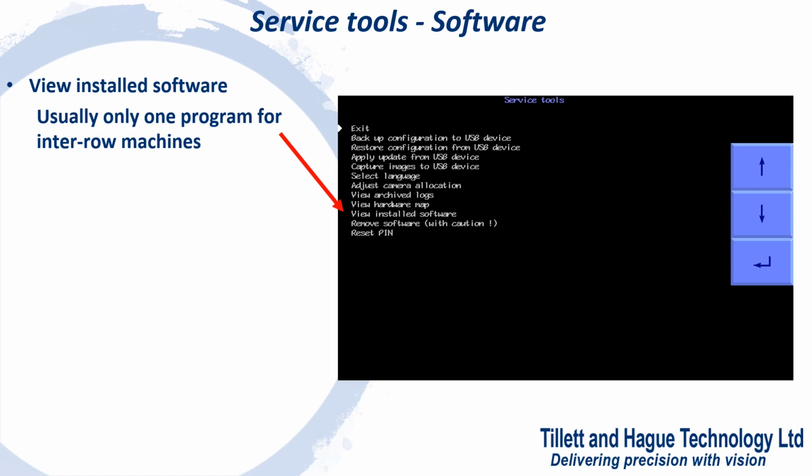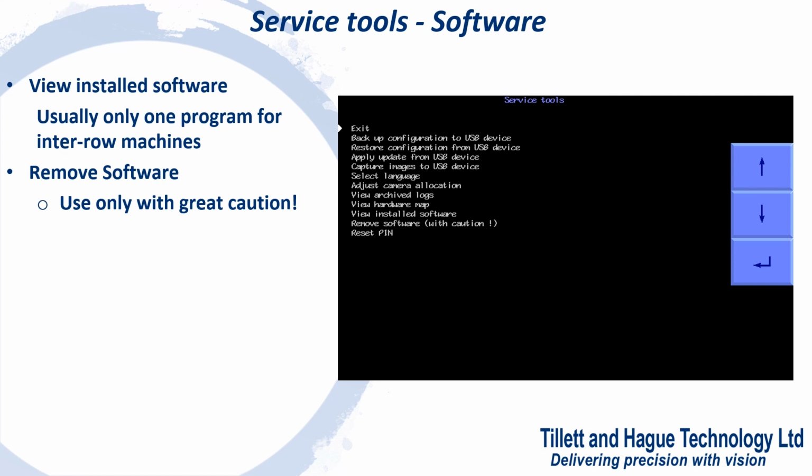Next we can ask the machine what software is installed. For an interrow machine, there would normally only be one, interrow guidance. On the next line you are given the option to remove one of those software applications. This should only be used with the utmost caution as there is no go back option. It's intended to only remove unwanted demo software that might have been fitted on a demonstration machine before it was sold.